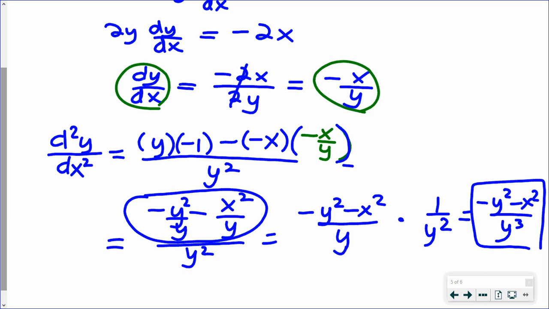The point I was trying to emphasize here is when you find the second derivative, you cannot leave that dy over dx in your answer. You just use substitution because you found dy over dx before you found the second derivative. So you just substitute whatever you found previously for dy over dx, and then just simplify.